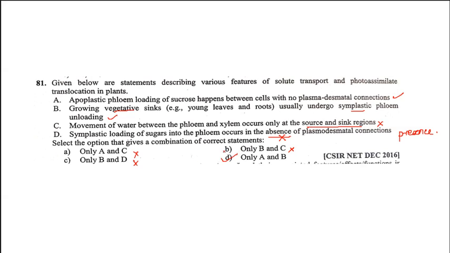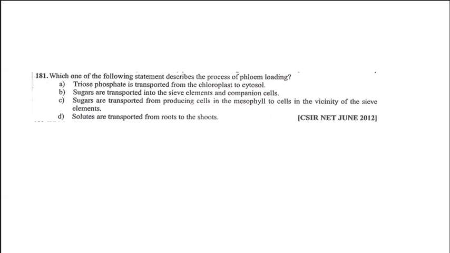Next, see. This question is asking which one of the following statements describes the process of phloem loading. Triose phosphate is transported from the chloroplast to cytosol. No, triose phosphate does not play a role in phloem loading. Sugars are transported, sucrose plays the role. Sugars are transported into sieve element and companion cell, correct?